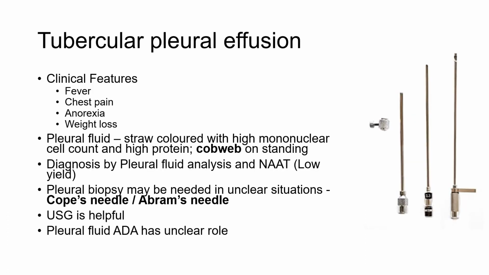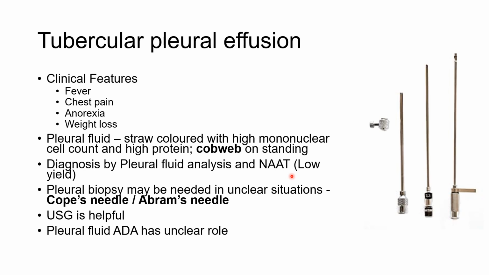Now coming to tubercular pleural effusion. It is very simple. The clinical features will be fever, chest pain, anorexia and weight loss, just like any other case. The pleural fluid grossly when seen can be straw colored with high mononuclear cell count and high protein, and it can form cobweb on standing just like CSF. And the diagnosis is by pleural fluid analysis and nucleic acid amplification test.